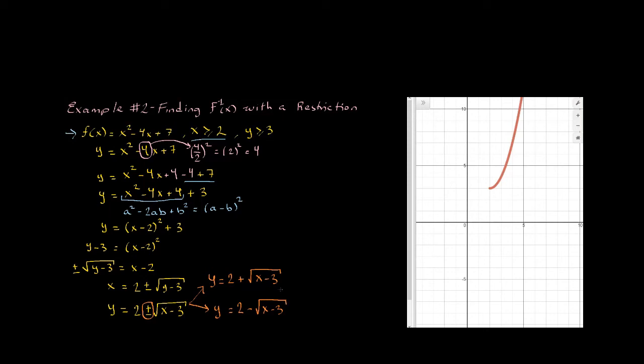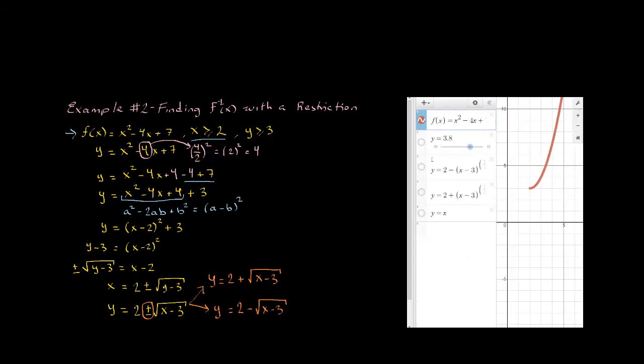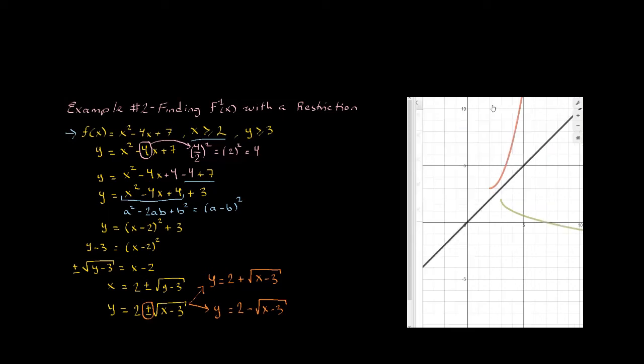I'm going to use graphs here to show you which one should be the proper inverse of this function f of x. I'm going to plot first the negative one. I'm going to plot as well y is equal to x, and it's pretty evident that this green graph, which is 2 minus the square root of x minus 3, is not the inverse of the original f of x.